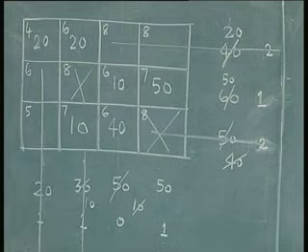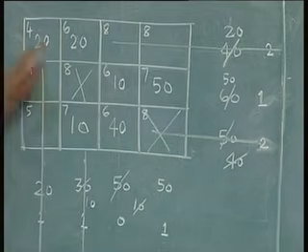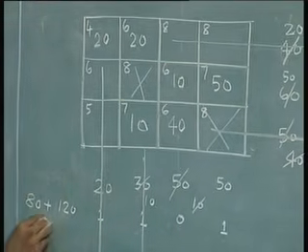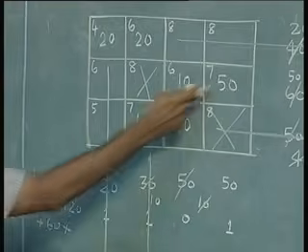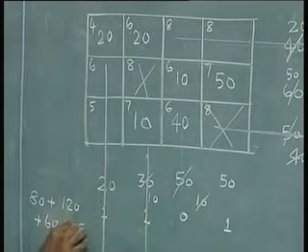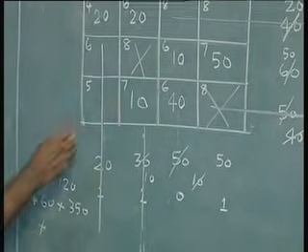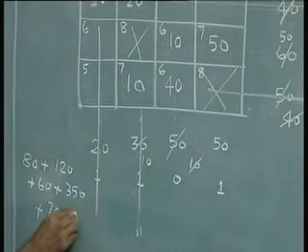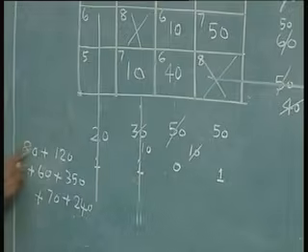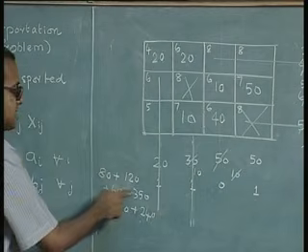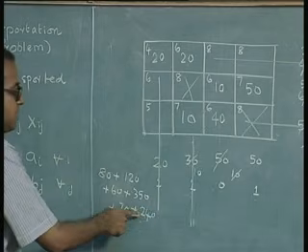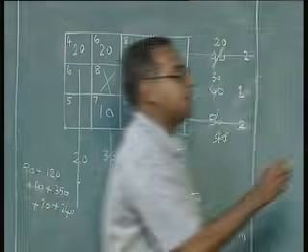So 4 into 20 is 80, plus 6 into 20 is 120, plus 6 into 10 is 60, plus 7 into 50 is 350, plus 7 into 10 is 70, plus 6 into 40 is 240. So 200, 260, 310, 610, plus 70, 680, plus 240, 920.